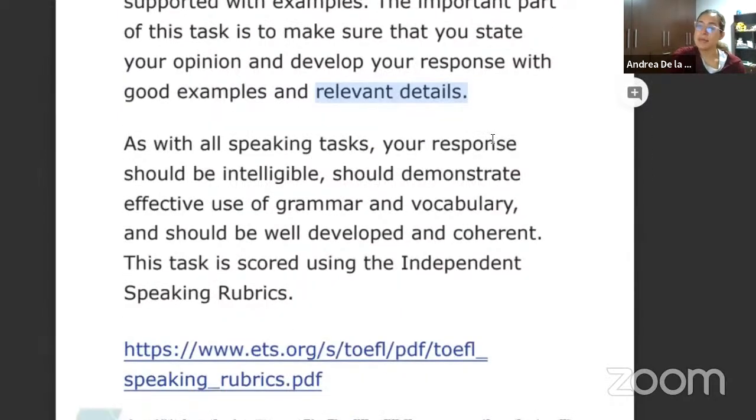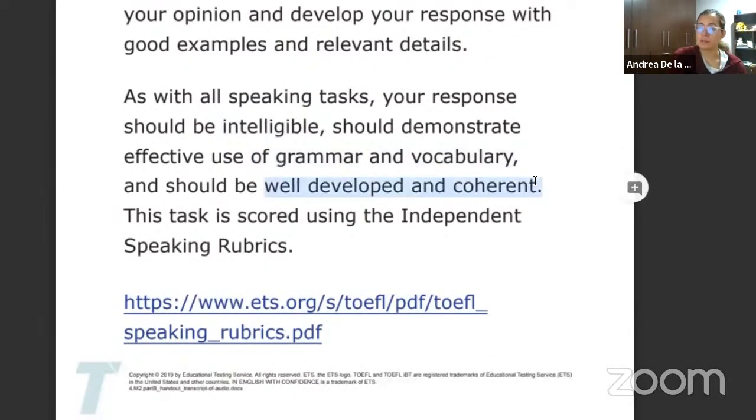As in all speaking tasks, your response should be intelligible. That means it should be clear and easy to understand. It should demonstrate effective use of grammar and vocabulary, and it should be well developed and coherent. This task is scored using this reference, right?